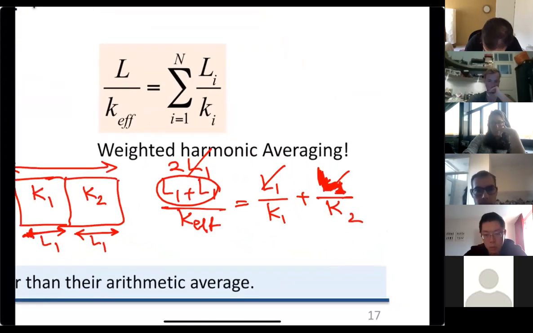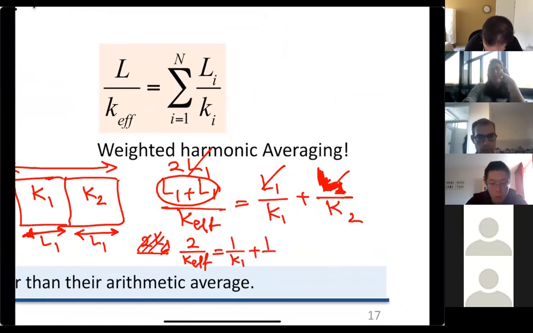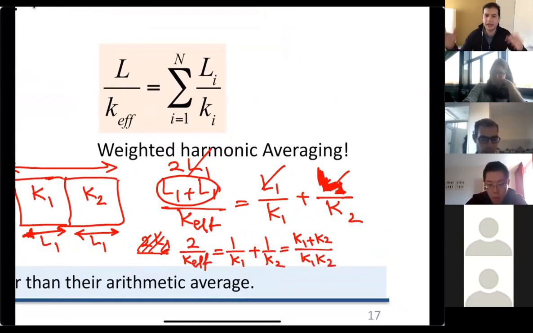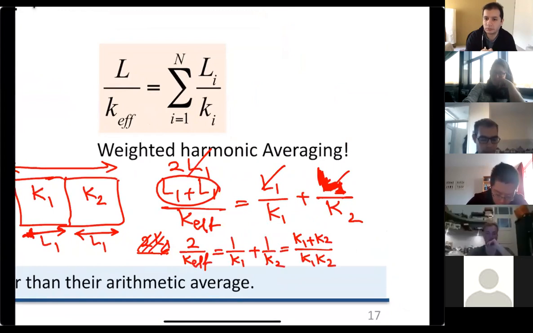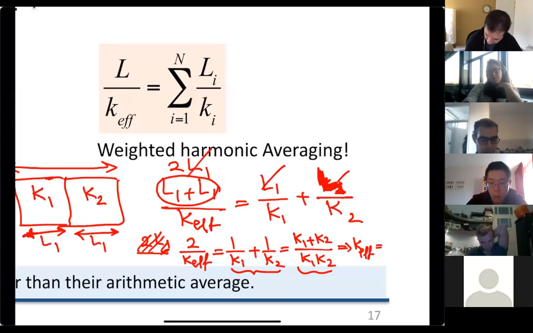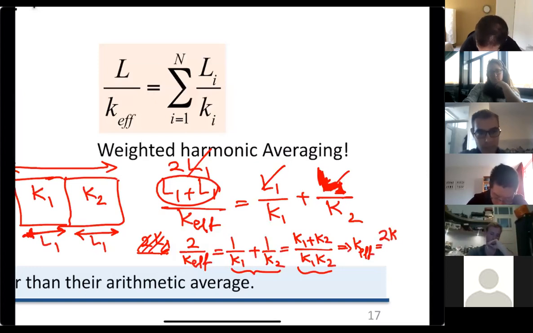I would get 2 times L1. I'm sorry, I canceled L1. I get 2 over K effective will be 1 over K1 plus 1 over K2. L's are canceled, which means this is K1 plus K2 divided by K1, K2. I make a common denominator. Common denominator allows me to write 1 over K1 plus 1 over K2 to be K1 plus K2 over K1 times K2. This means that K effective is what? I need to reverse the 2 and then bring 2 inside. It becomes 2 times K1, K2 over K1 plus K2.